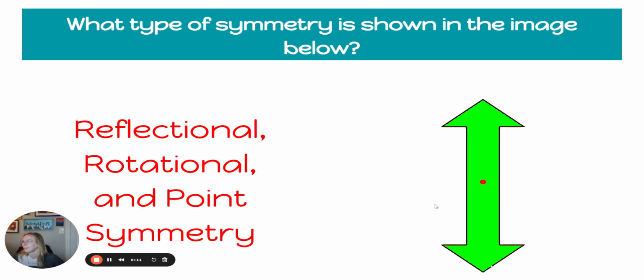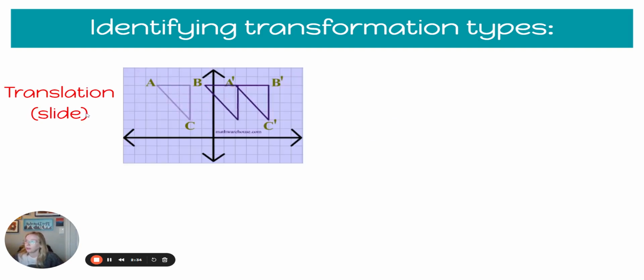All right, and then my next slide, identifying transformation types. Sometimes you will have an original image, the pre-image, and then the image after the transformation shown on the grid, and you need to identify what transformation has occurred. And so you need to know what to look for with each transformation type. The first one is a translation, which is a slide across the grid. And it looks literally like you've slid or moved your shape somewhere across the coordinate grid.